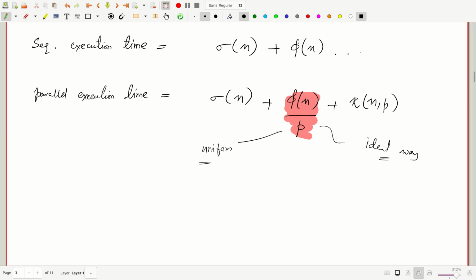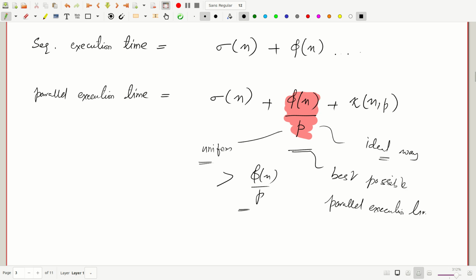Otherwise, the time taken would be greater than phi n by p, right? Because one process might be getting more number of points, or it might have to wait for a while, or things like that, depending on the algorithm. So that means this is the best possible parallel execution time. That means this is the least amount of time that the parallel algorithm consumes, right? So if it is not ideal, the time executed will be larger than this, right?